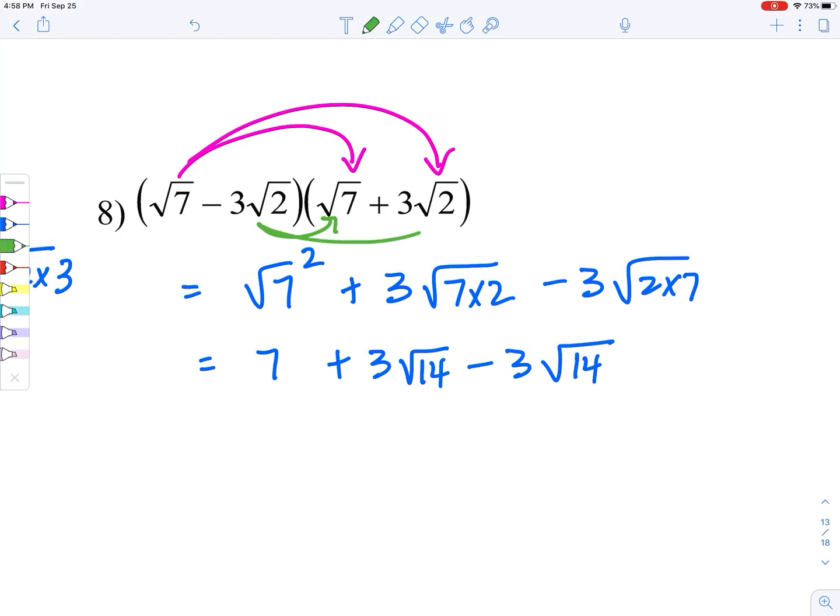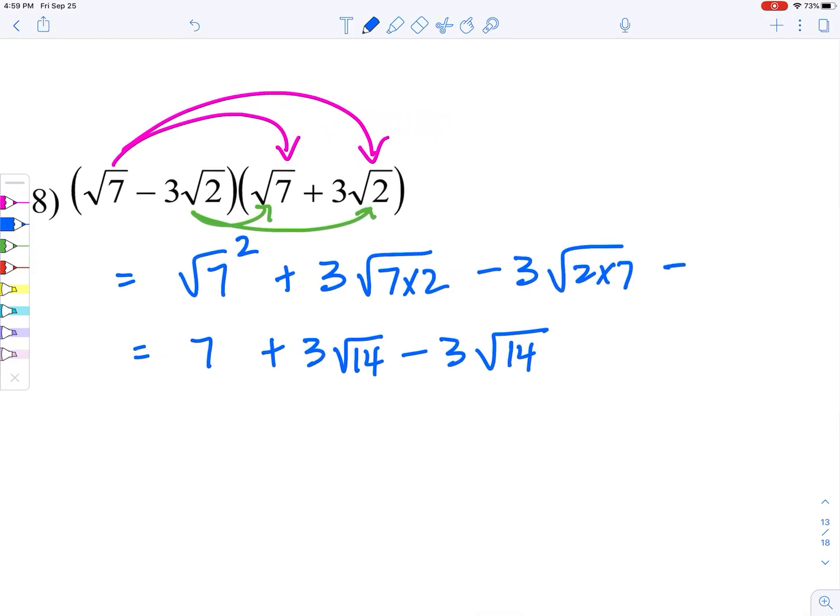And for the final distribute, minus 3 root 2 times plus 3 root 2 is going to give us a minus. 3 times 3 is 9, and it's going to be times root 2 squared. Root 2 squared, though, is just 2. A reminder that this just turns into 2. So we get 7 plus, while we're at it, let's collect these like terms.